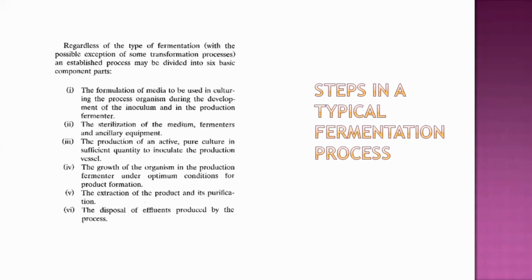Number 3, we produce the active, pure, and sufficient quantity of the culture that is able to inoculate the production phase. Number 4, we grow the organism in the production fermenter under optimum conditions. Number 5, we extract the product and perform the purification process. And finally, we dispose of the effluent produced by the process.